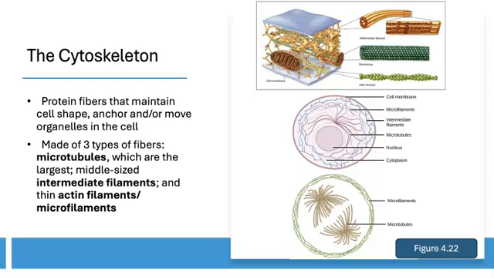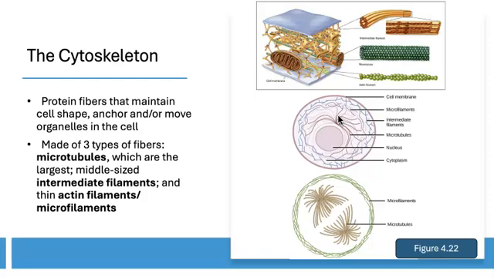We already briefly mentioned that it's going to help to maintain the cell's shape, and we can also anchor organelles in the cell. And it's really going to be made up of 3 different types of fibers, which includes microtubules. You can see some of those over here. And these are going to be the largest.